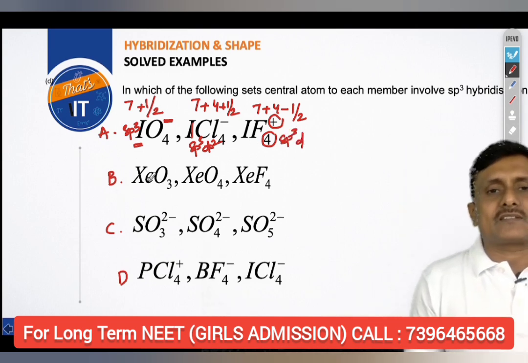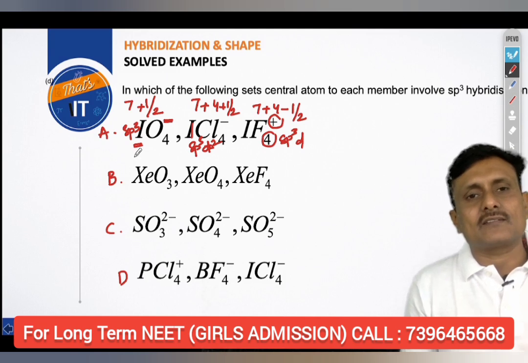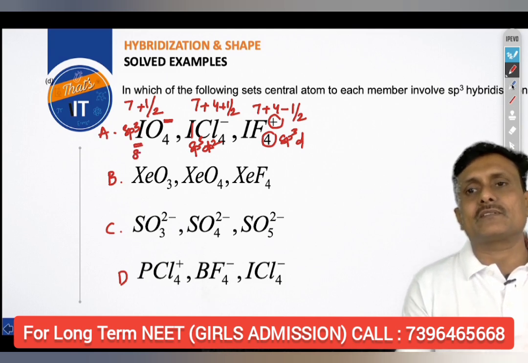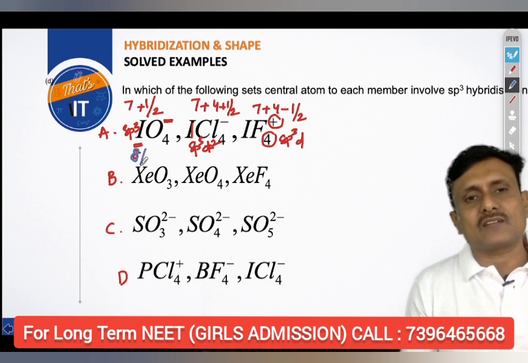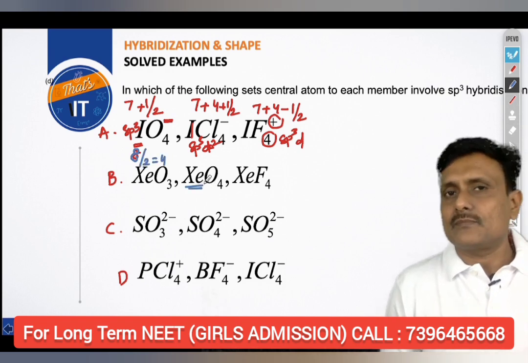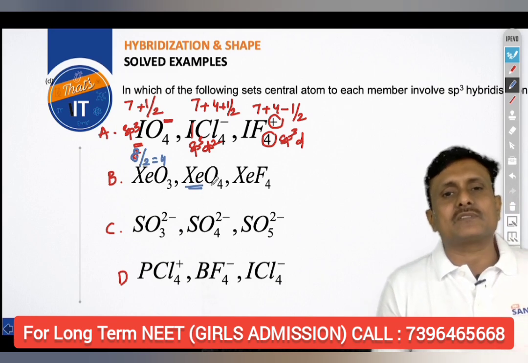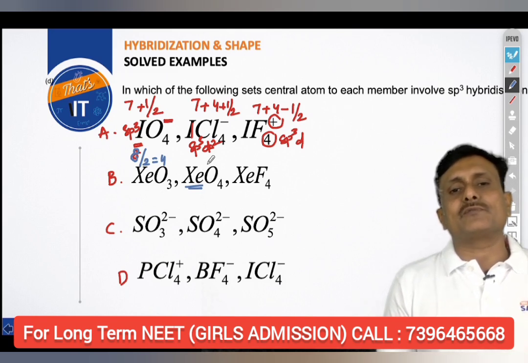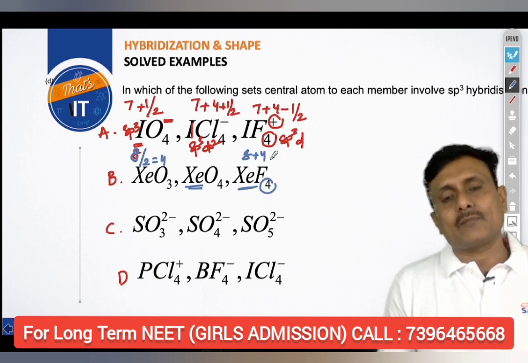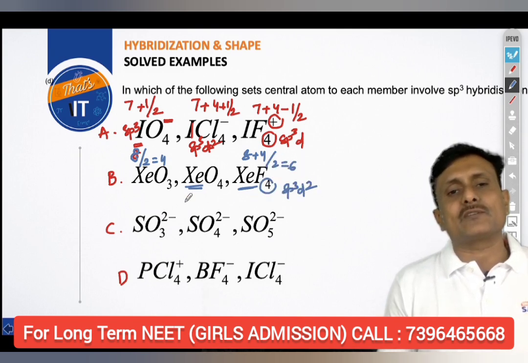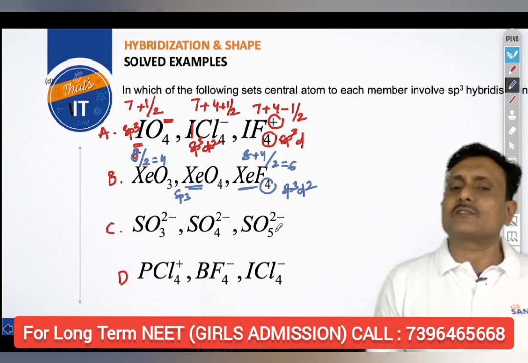Alright. Next, xenon has 8 valence electrons, isn't it? Plus number of halogen 0, hydrogen 0, charge 0, directly 8 by 2, 4. Over here, 8 valence electrons plus no hydrogen, no halogen, no charge by 2, that is 8 by 2, 4. Over here, 8 plus 4 halogens attached by 2, that means 6. So this is only sp3d2, remaining 2 are sp3. So let's move on to the next example.